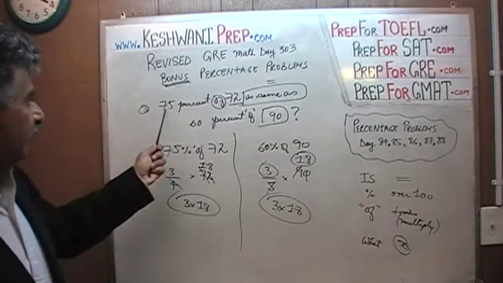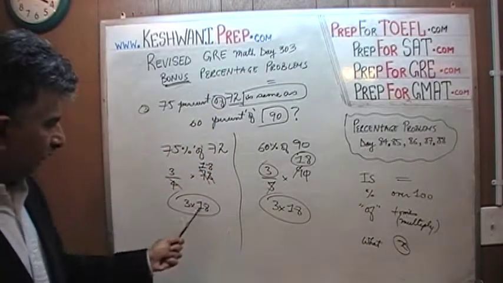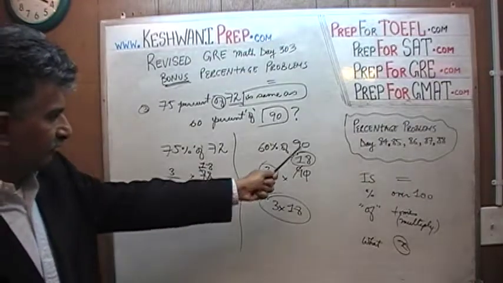They are the same. 75% of 72 is the same as 60% of 90. Voila.